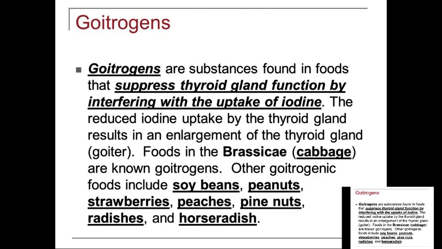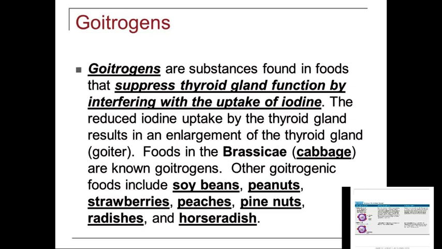What are goitrogens? These are substances that suppress thyroid gland function by interfering with the uptake of iodine. There are foods in the brassica family like cabbage. Other goitrogens are soybeans, peanuts, strawberries, peaches, pine nuts, radishes, and horseradish. Good thing to know because a lot of people are on thyroid medication and they need to be aware of this.